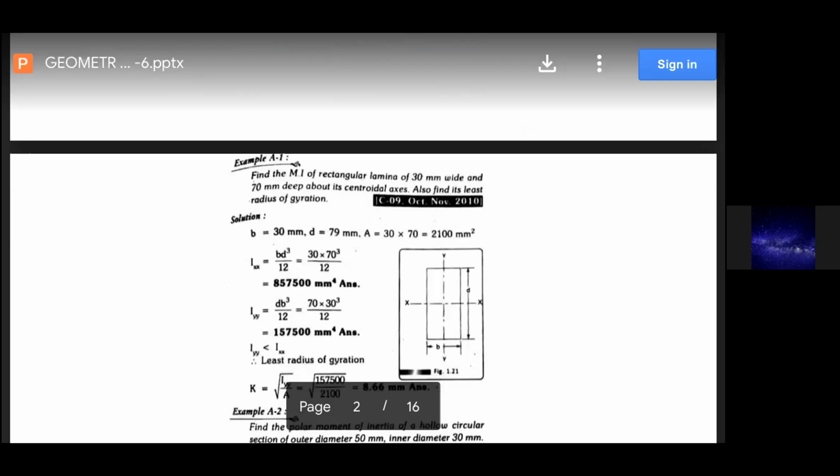Today we will solve some problems from geometrical properties of sections, and this is the last session for geometrical properties of sections.